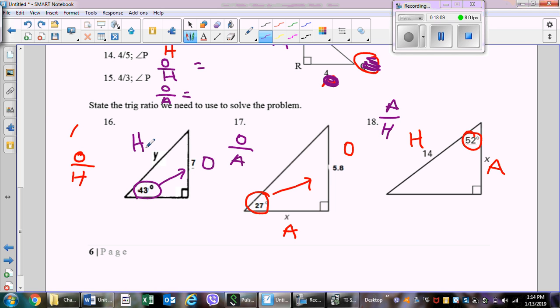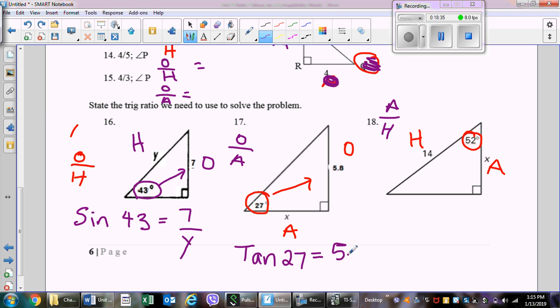OH. So what is OH? Sine. Very good. So you're going to put sine of 43. It is opposite over hypotenuse. Okay. This one is OA. OA is what? Tangent. Tangent of 27 is opposite, which is 5.8 over x. The third one is AH, which is cos of the degree, 52, adjacent over hypotenuse.